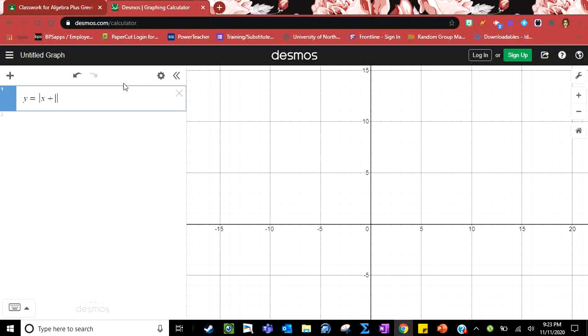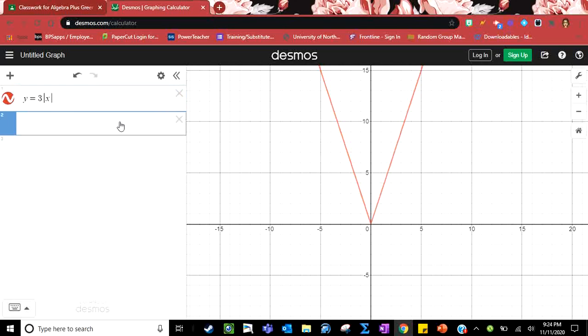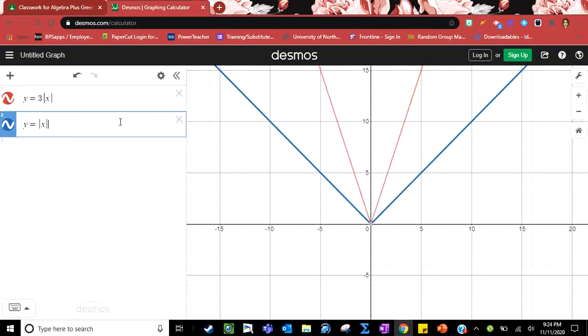What if I put +3 on the outside of that absolute value? +3. Now I moved my graph up 3. Okay, what if I put the 3 out in front of that absolute value parent function? Look at what happened there. Here, I'll draw another one. Y is equal to the absolute value of x.